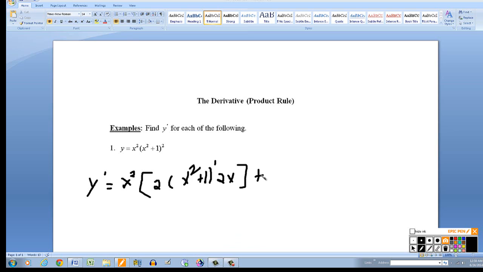Now, in the second part, it's the second function, so that would be x squared plus 1 quantity squared times the derivative of the first. And the derivative of the first, that's x squared, the derivative of that is 2x.